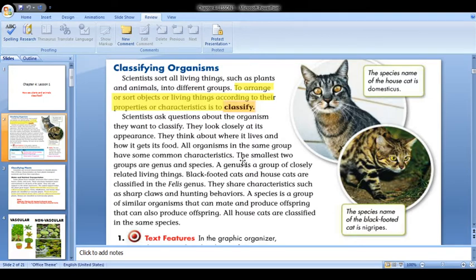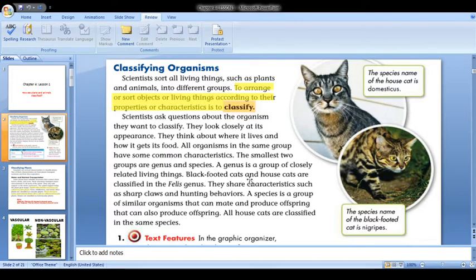Now what else are they saying? The smallest two groups are genus and species. So what are the two smallest groups for animals? They are genus and species. A genus is a group of closely related living things. The animals that are in the genus group are very similar to each other. They are very much the same. They are very much related.